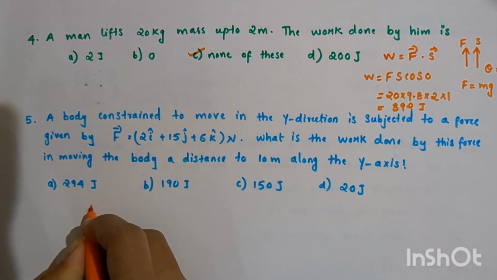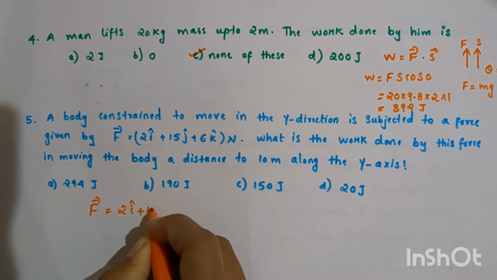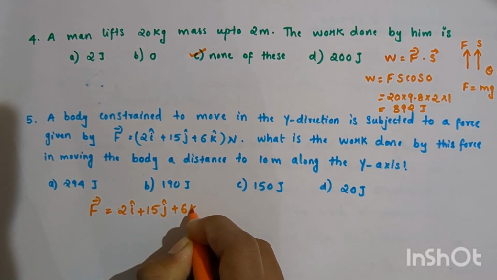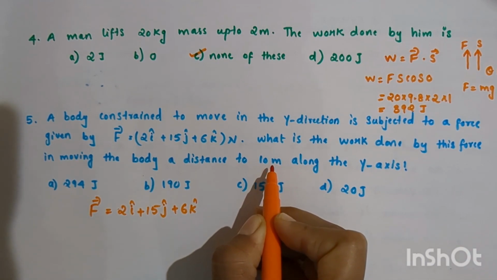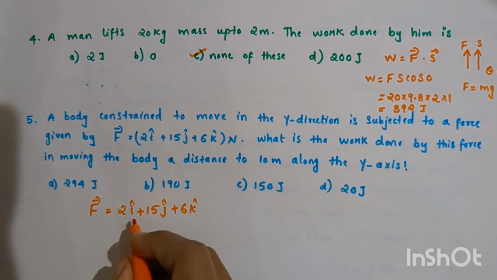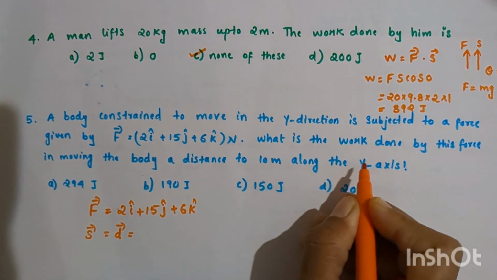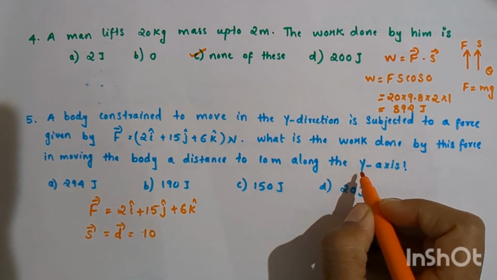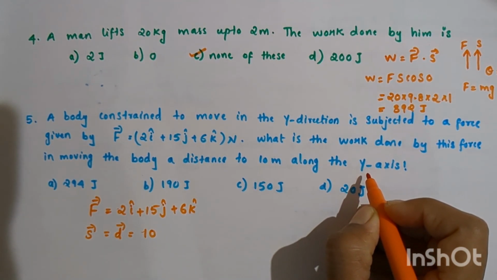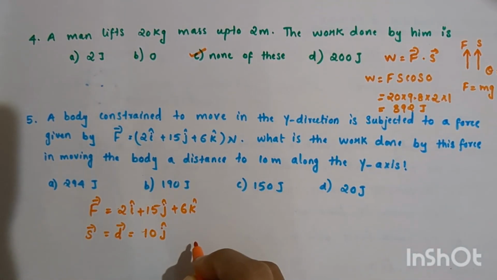So you see, here the force given in vector form in its component form is 2 i cap plus 15 j cap plus 6 k cap Newton. And you see, the body covers a distance of 10 meters, that is, its displacement is 10 meters along the y-axis. So displacement vector S can be written as, or you can take it as vector D, no problem. Both are displacement vectors. 10 meter along the y-axis. So magnitude is 10 meter. It is along the y-axis, so the unit vector which is used to show the direction along the y-axis is j cap, so we can write it as 10 j cap.